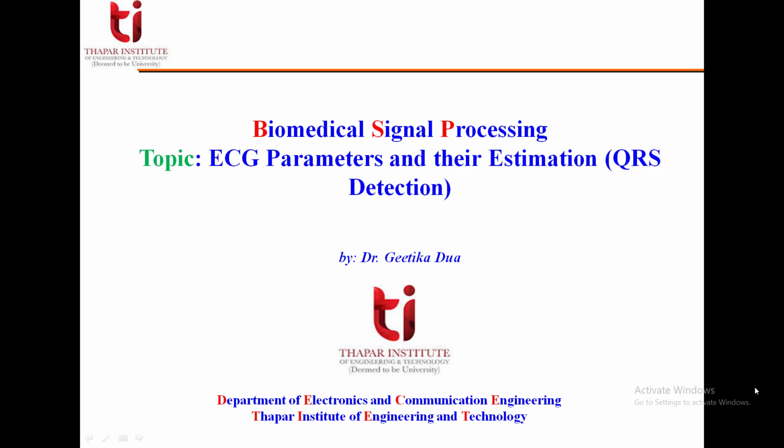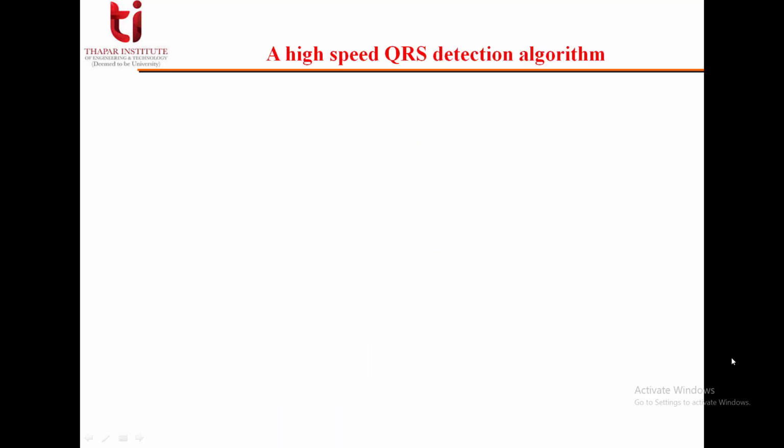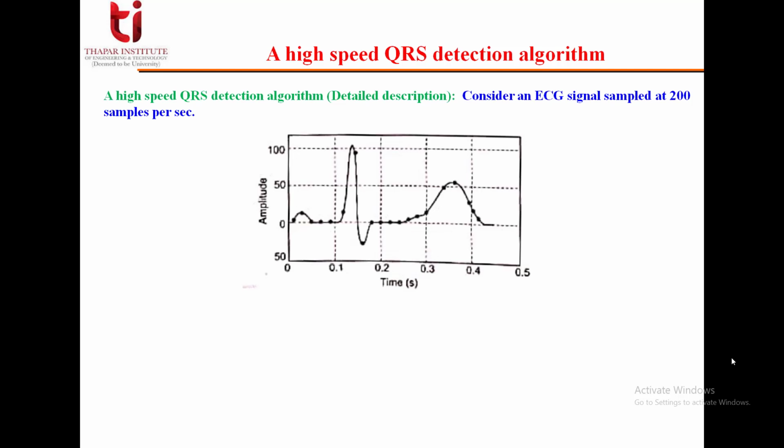We have started with a high-speed QRS detection algorithm. We have discussed it in brief. Now we will have a detailed description of this algorithm. For this we have considered an ECG signal, as you can see in the figure, that is sampled at 200 samples per second. You can see the dotted points, basically the sampling times.